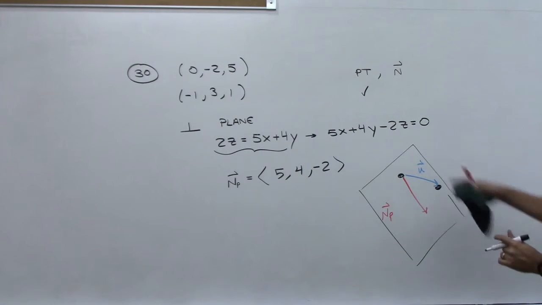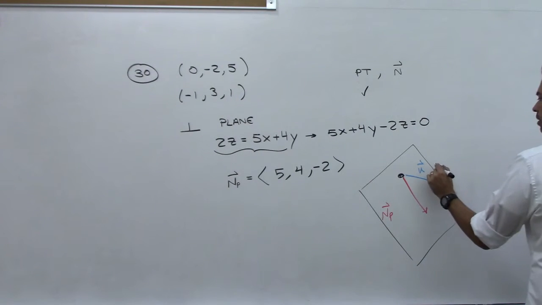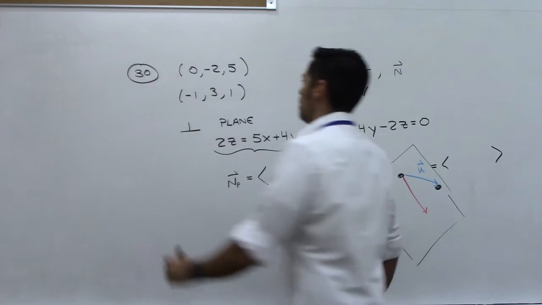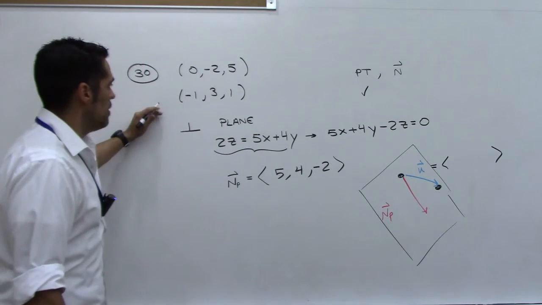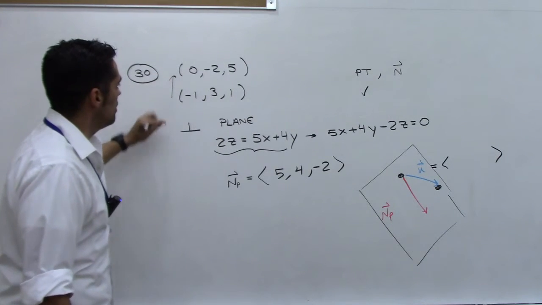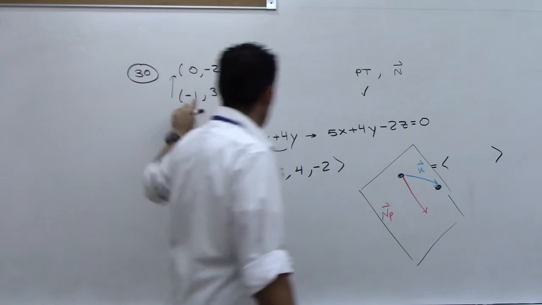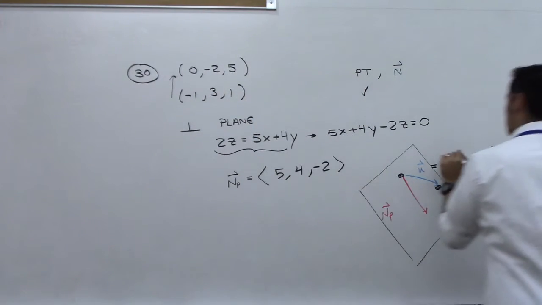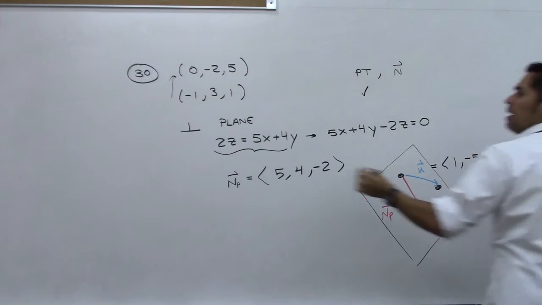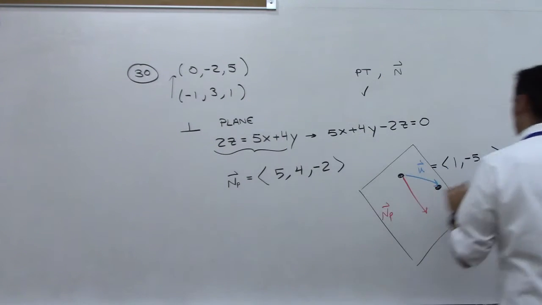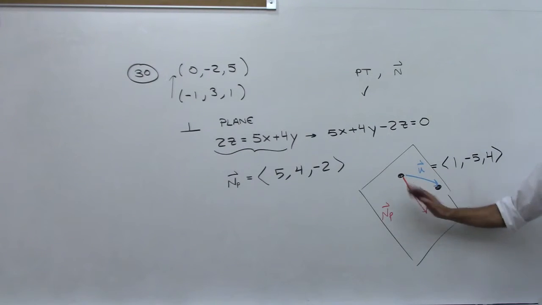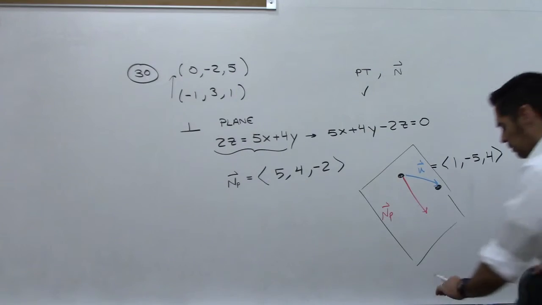So how about we come up with u right now? u will be the vector connecting our 2 points together. It doesn't matter which way I go. I think I'm going to go from this point to that point. So 0 take away -1 is 1. -2 take away 3 is -5. And 5 take away 1 is 4. So that's this vector. So I've got my two vectors on my plane. Cross them now, and that's the normal I'm looking for.